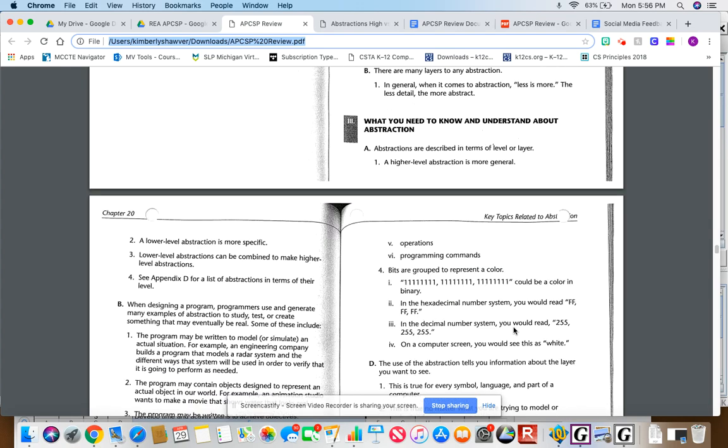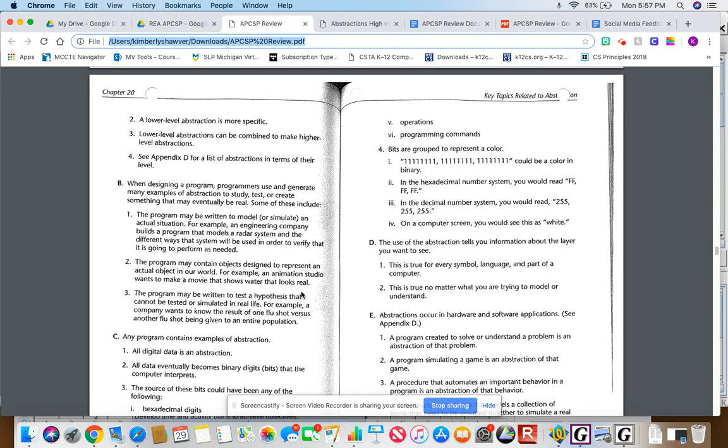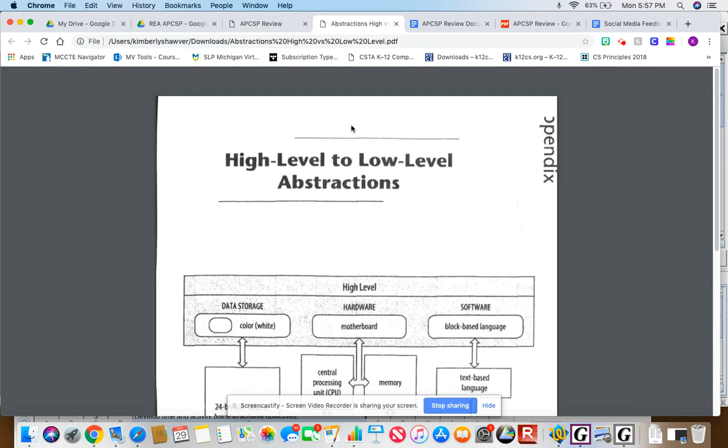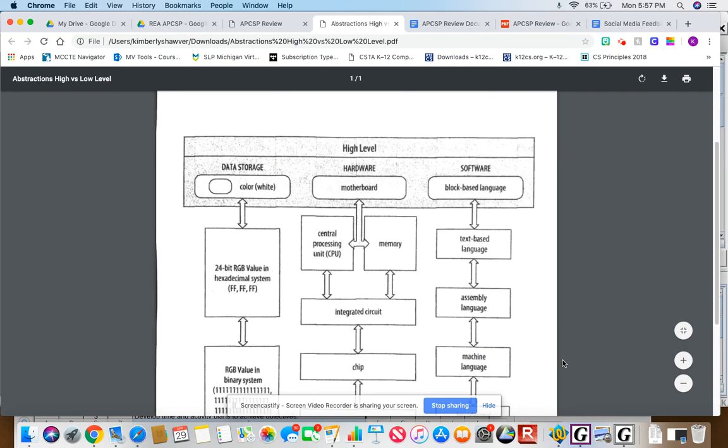So what do you need to know about an abstraction for the AP exam? Abstractions are defined in terms of level or layer. A high-level abstraction is more general. A lower level abstraction is more specific. Lower level abstractions can be combined to make higher level abstractions. And then it says, see Appendix D for a list of abstractions in terms of their level. So I wanted to show you this.